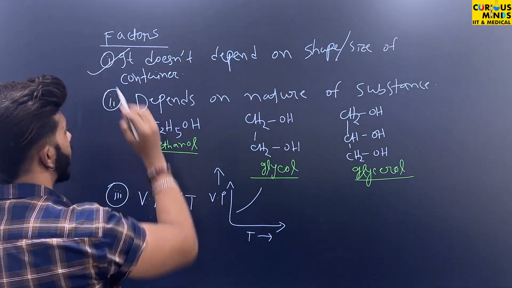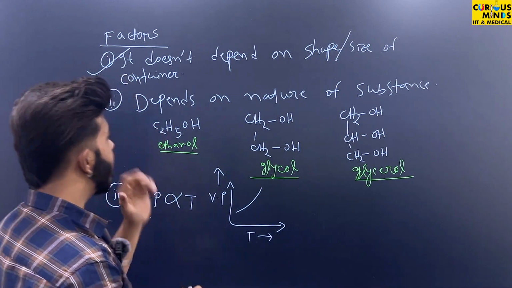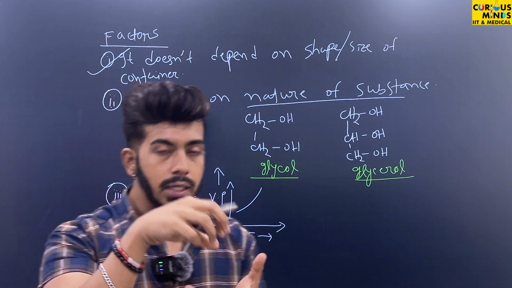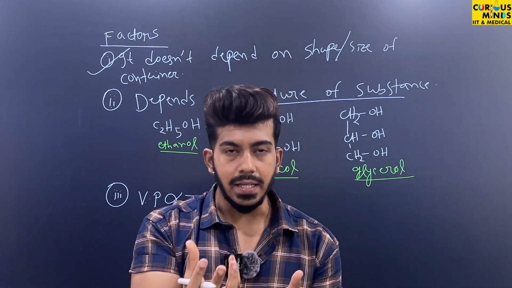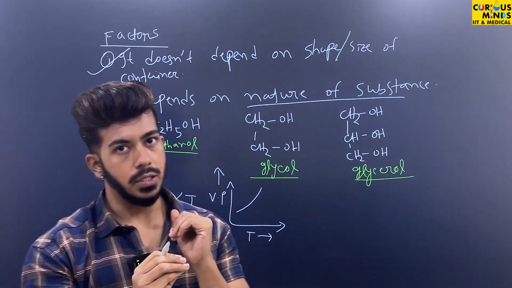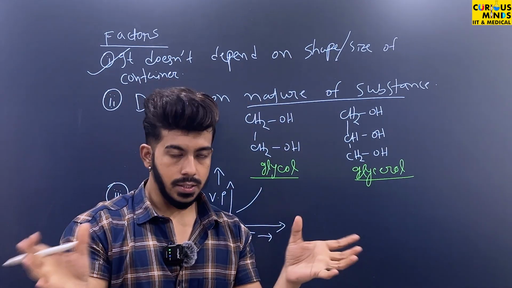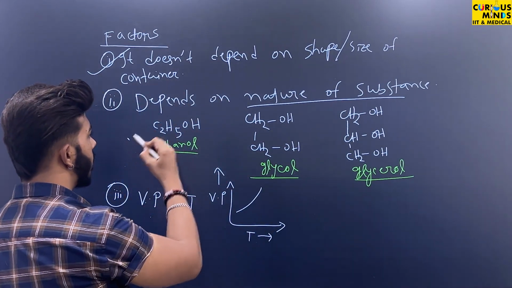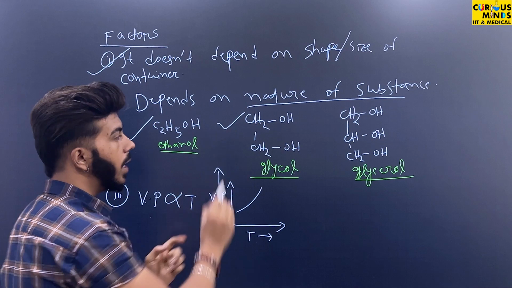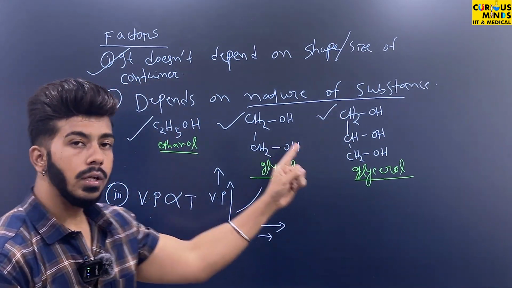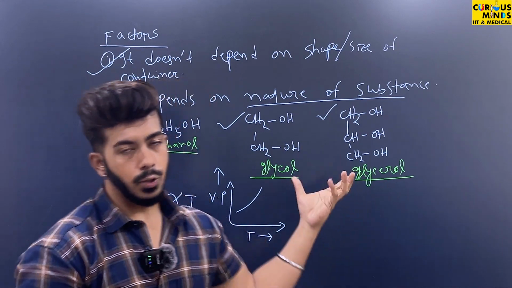Next, ये तो first factor हो गया. Second factor क्या है? It depends on the nature of the substance used. अंदर क्या substance है, either benzene, ethanol, or methanol, उसके ऊपर depend करेगा the vapor pressure. Suppose I have taken 3 different beakers. एक में है ethanol, second में है glycol, and third में है glycerol. What is the difference? You can see.